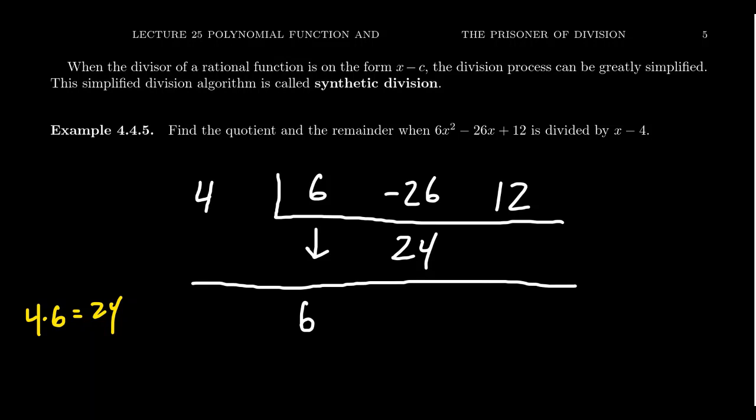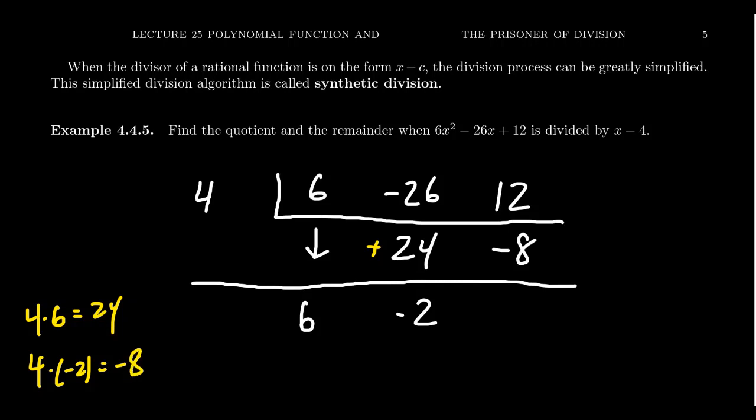Then what we do is take this column and add things together. Negative 26 plus 24 gives us a negative 2. We then record that on the bottom. Then this process repeats itself. We take negative 2 and multiply it by 4. 4 times negative 2 is equal to negative 8. We then record that in the next column, negative 8.